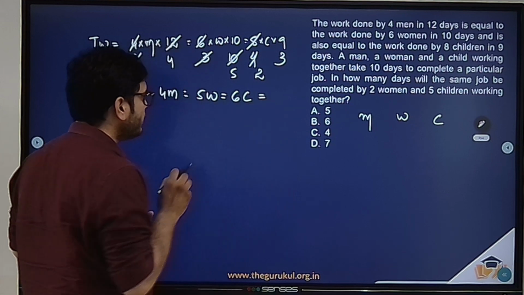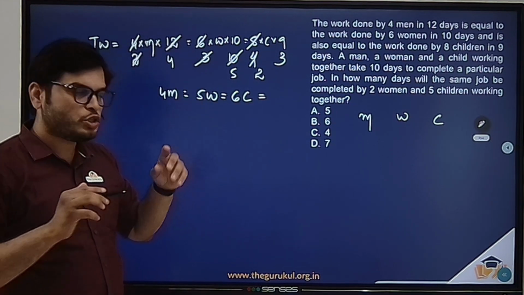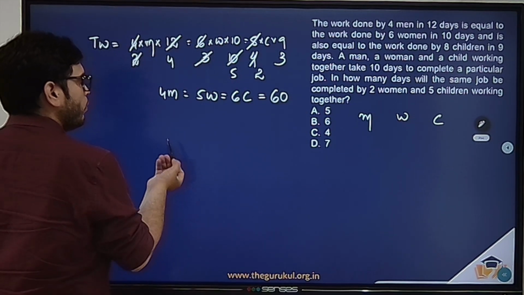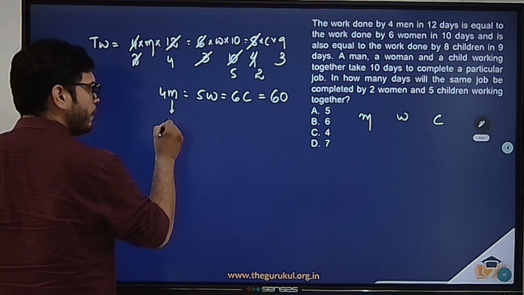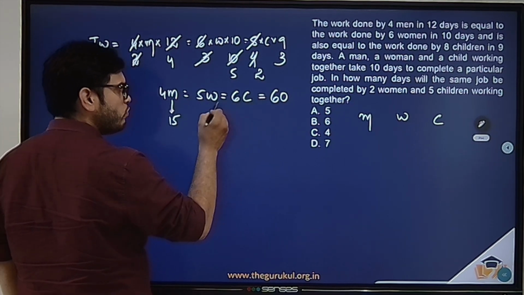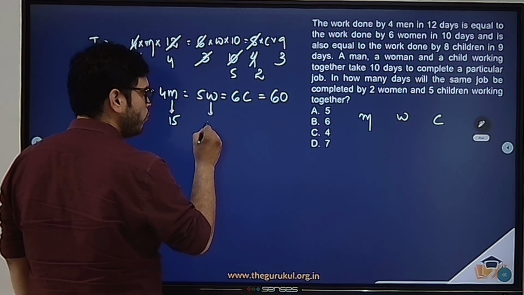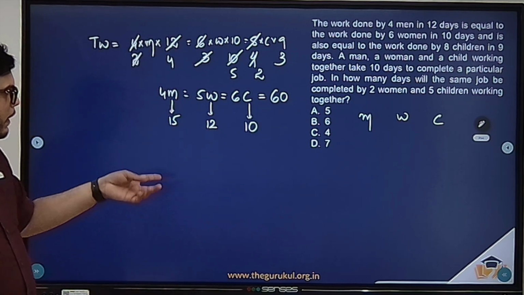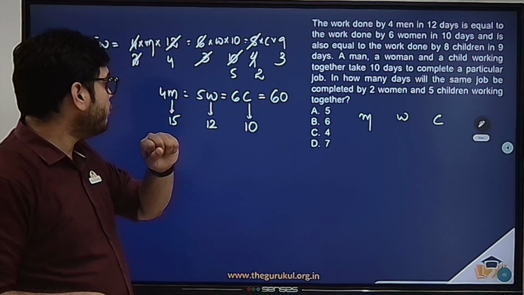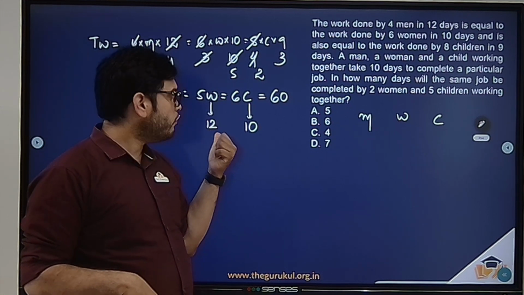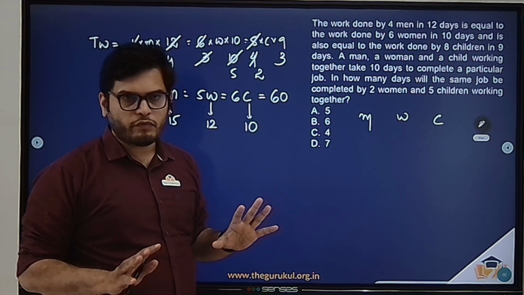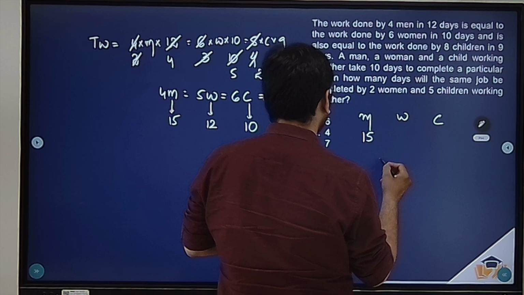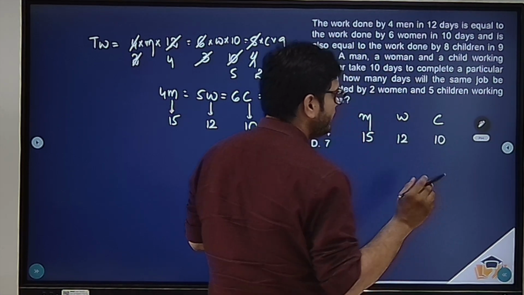And what is the LCM of 4, 5 and 6? 60. Let me consider this as 60. Right. Now, if 4M is equal to 60, what is the value of M? 15. If 5W is equal to 60, what is the value of W? 12. If 6C is equal to 60, what is the value of C? 10. So that means if a man does 15 units of work in one day, a woman will be doing 12 units of work and a child will be doing 10 units of work. Now we have efficiencies of these three.